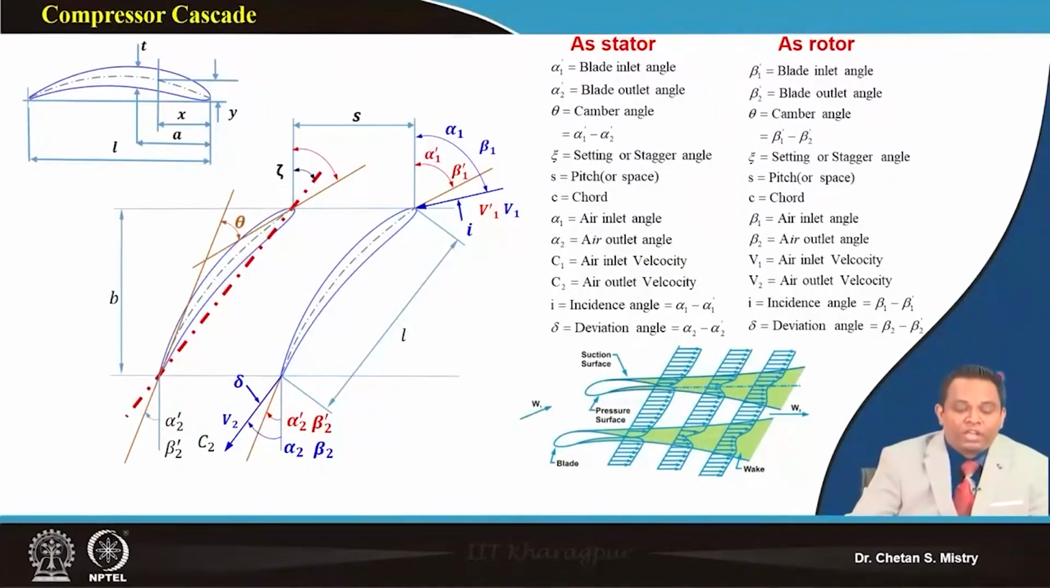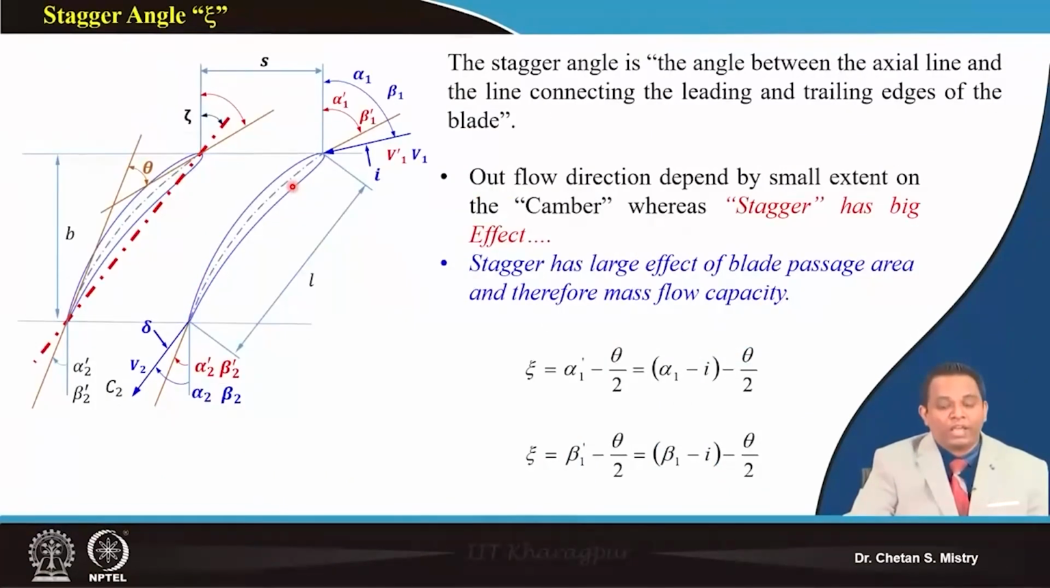Now let's move to the next configuration. At the entry we have discussed the incidence angle, and at the exit we have discussed the deviation angle. Now there is one more angle, which we define as the stagger angle. Today we will discuss the use of this stagger angle. The stagger angle is the angle measured between the axial line and the line joining the leading edge and trailing edge. This angle we are measuring is defined as the stagger angle.